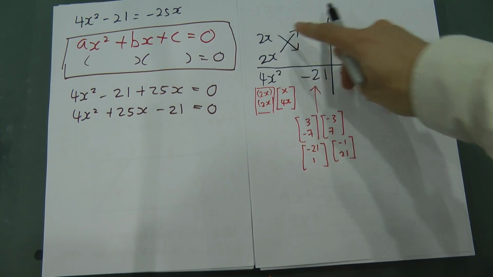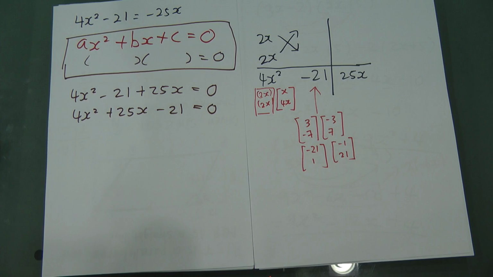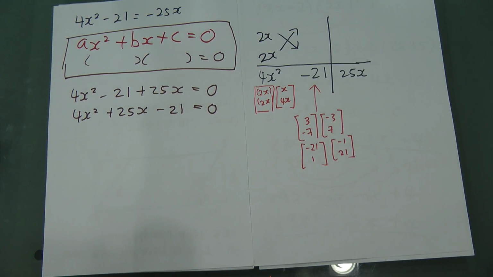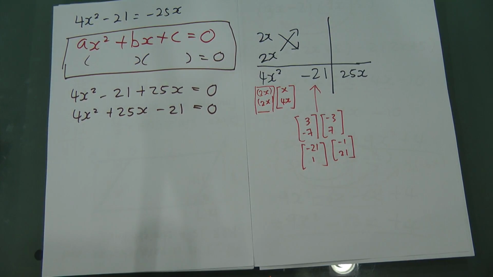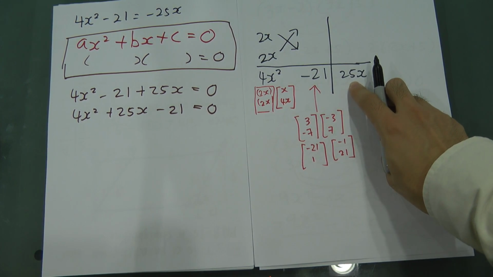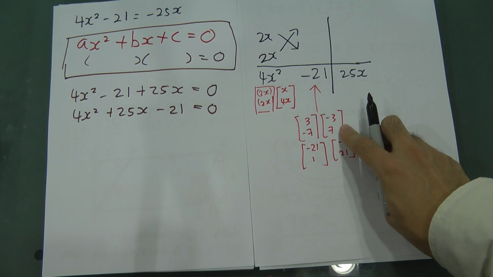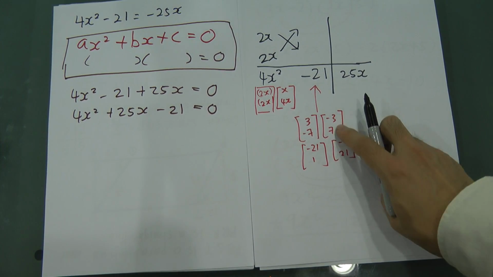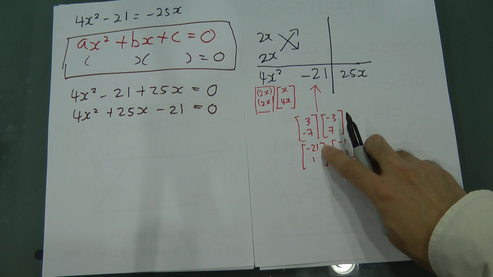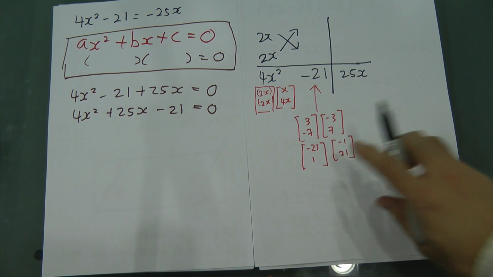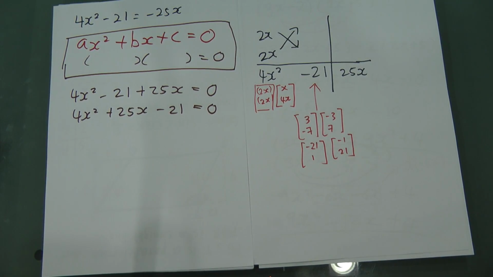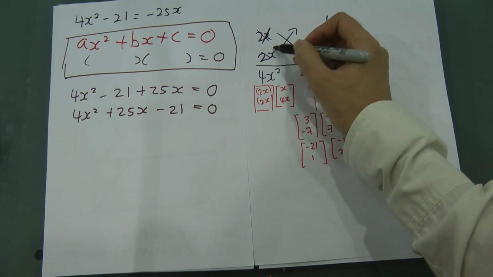Let's imagine 2x multiplied by 3, we get 6x. 2x multiplied by negative 7, we get negative 14x. Negative 14x and 6x, we cannot get 25x because this is positive 25. This one we also cannot get, because it is the same thing, they just change the negative sign. And for negative 21, multiplied by 2x we already got it for the 2x, and 1 multiplied by 2x we get 2x. This means this combination is wrong.